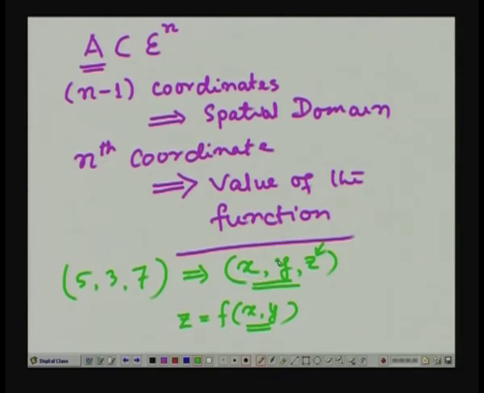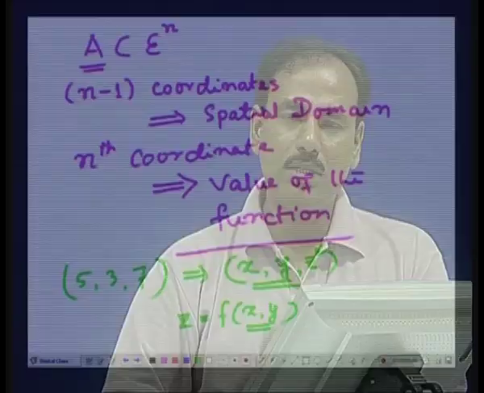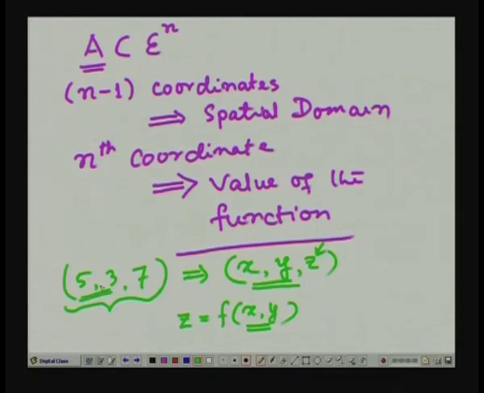Similarly, a gray level image will be represented as a triplet like this, say 5, 3, 7, where 5, 3 represents a location in a 2-dimensional space, and the last component 7 represents the value at that particular location. So, when I have a gray level image, this value represents the intensity value or the gray level value at location 5, 3 in the image.